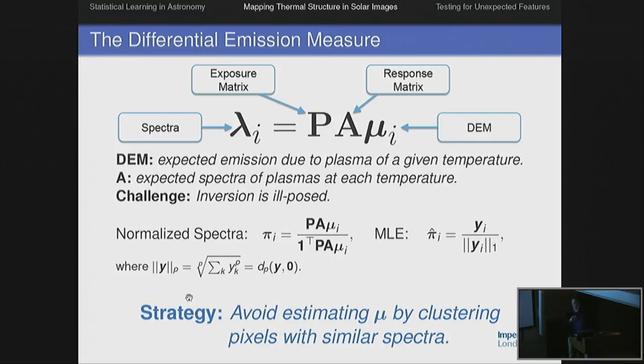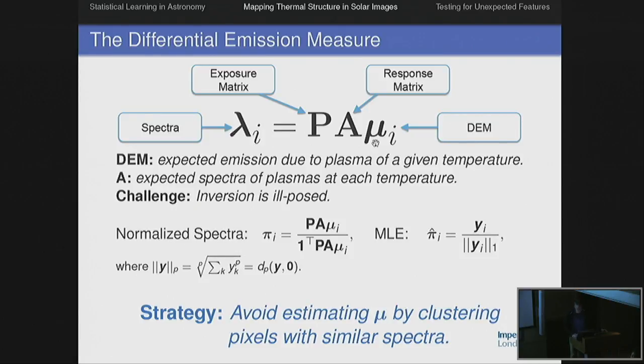Go ahead. Is the DEM a scalar value for each pixel? What's a vector? A DEM is a vector. What are the elements of each thing in the vector? Yeah, so it's the expected count due to plasma at a particular temperature, and then at different temperatures. So you think of it as a distribution of the temperature, and it's on a grid.